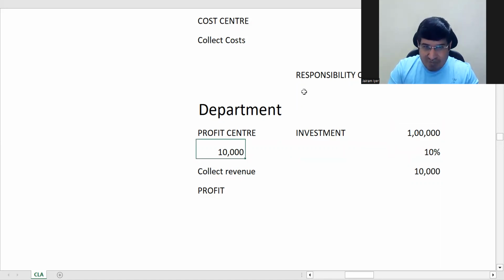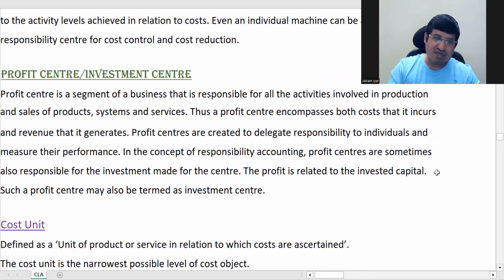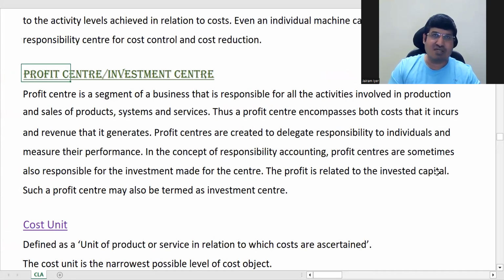So if you are comparing it this way, then the same profit center will be called an investment center, because you are comparing in relation to investment. Fine. So that is the investment center. That is the concept of profit and investment center.